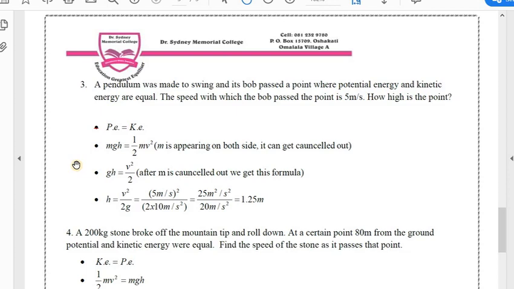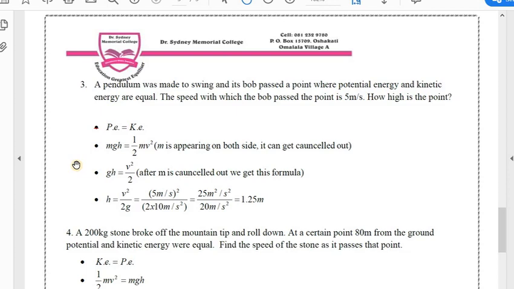Because now what we are looking for is h. We are not looking for g, we are looking for h. So we're going to cancel g on both sides. So we divide both sides by g, and then now you have v squared over 2 divided by g. This side g is cancelled out. Please write on your paper, v squared over 2 over g.